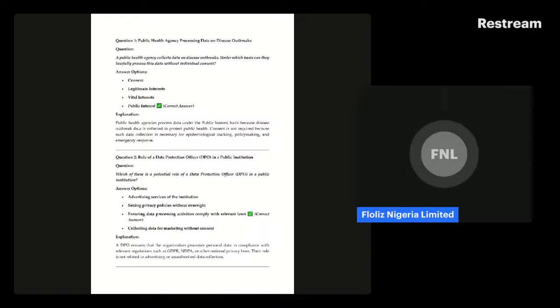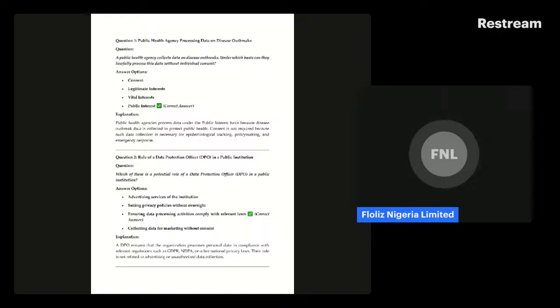Now, vital interest and legitimate interest, including public interest, are possible answers. But the best of all the options is public interest. Because in scenarios like this, consent will not be required because such data collection will be in the overall interest of the country. In that regard, you can use public interest to process this data. So, public interest is the most appropriate answer.